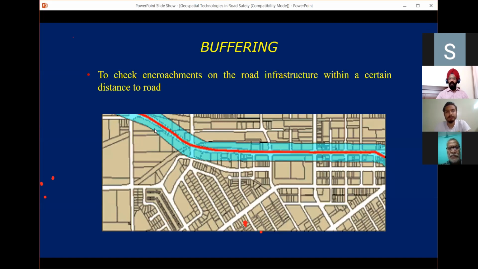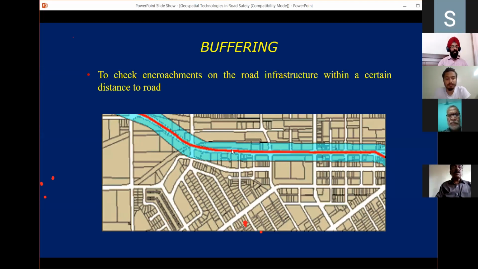So if I have a digital map, I have digital data of all kinds of information like construction activity, urban area, and road, then using the option of buffering, I can see whether that particular area has encroachment or not. And of course, when the road has been encroached, then accidents must occur. Accidents will occur definitely at that particular stretch.